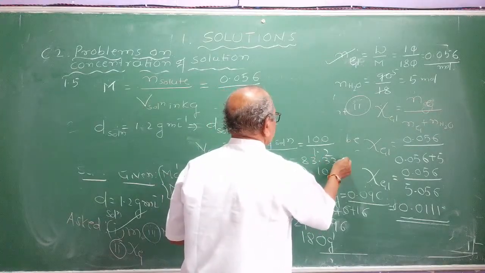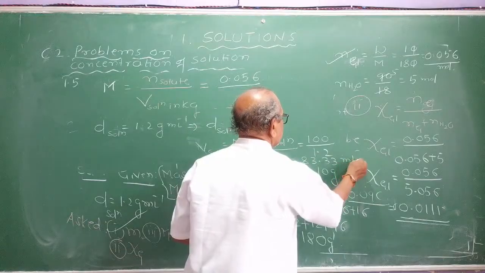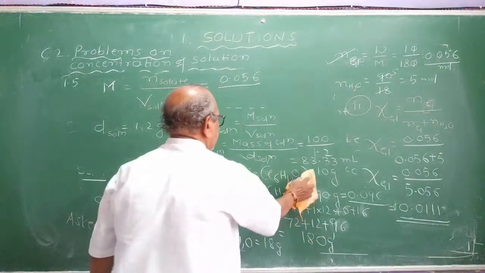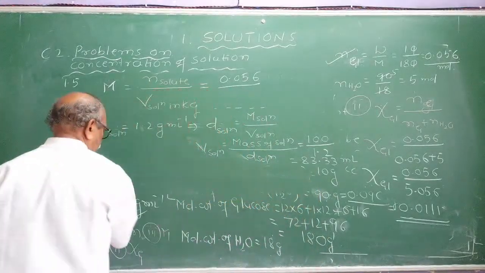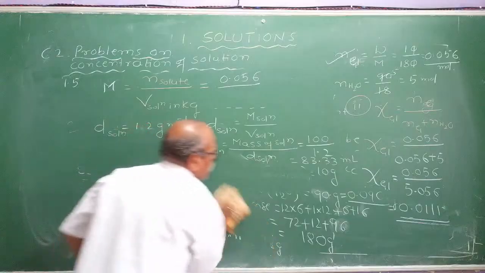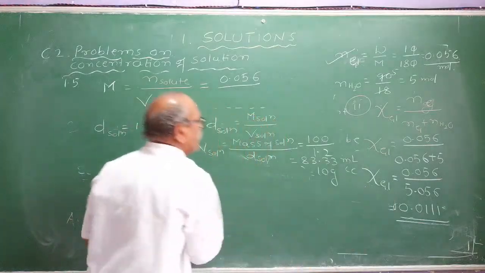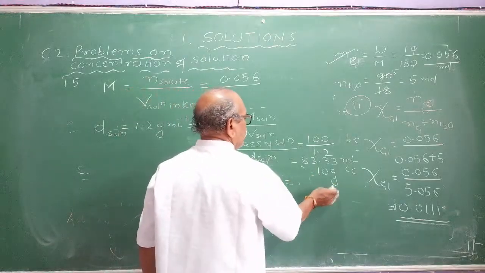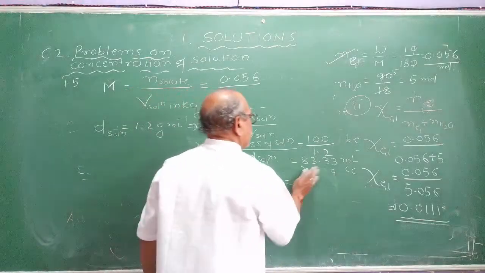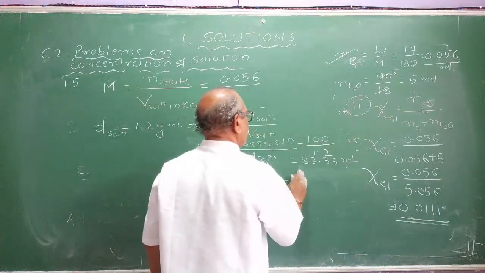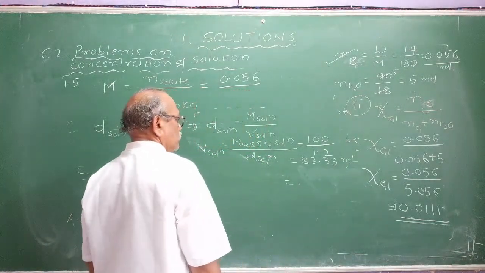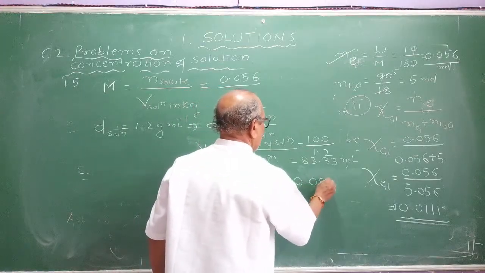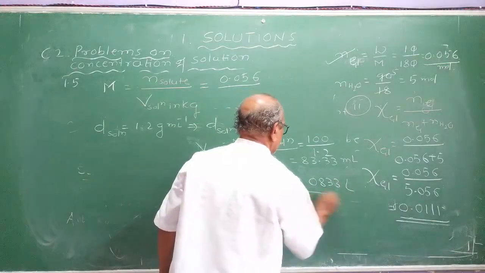83.33 milliliter. Milliliter means cc, centimeter cube. But we want it in liters. Okay, let me rub this part. We are in the last part anyhow. We want it in liters. To convert it into liters, divide by 1000. 83.33 divided by 1000, that is 0.0833 liter. You can take it.